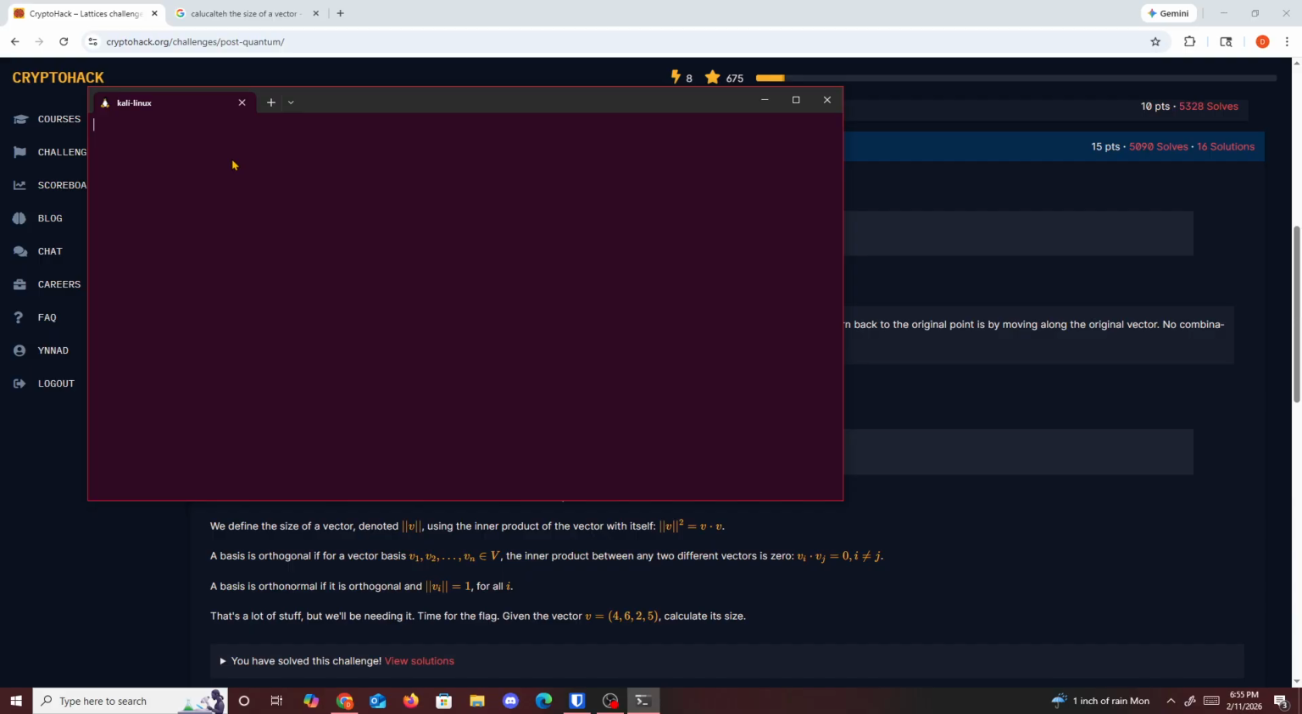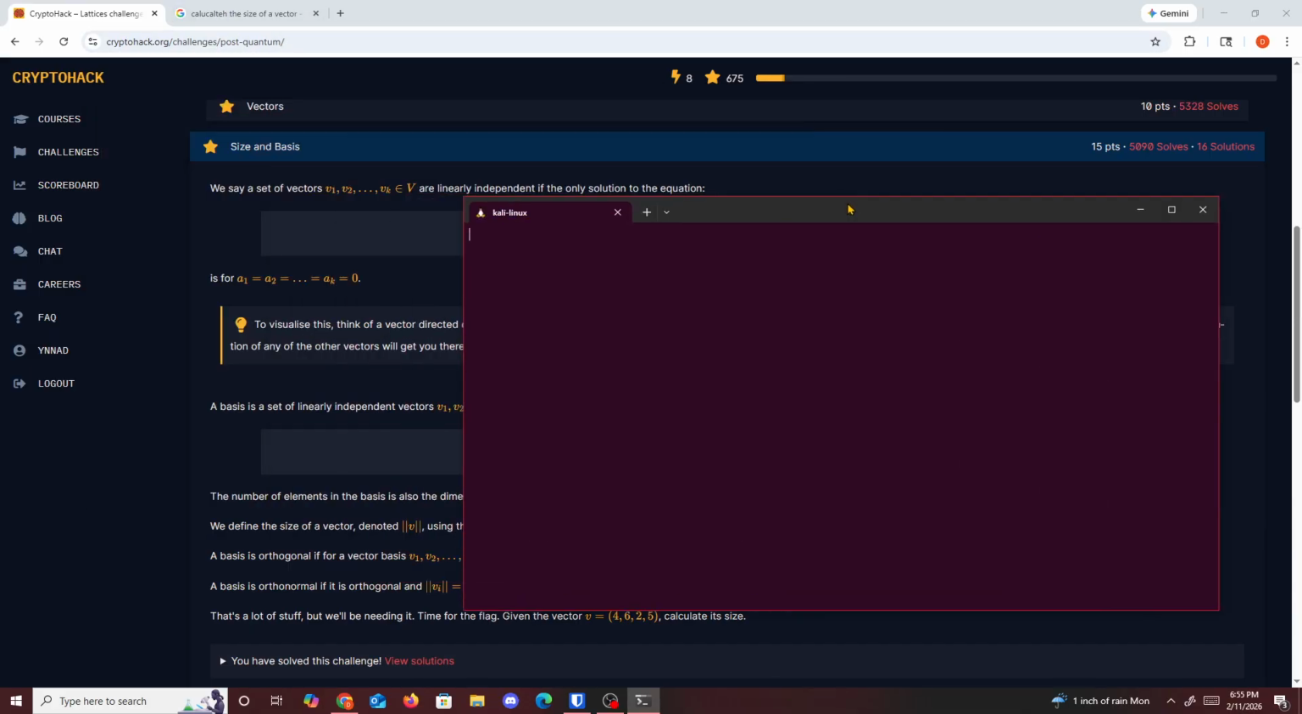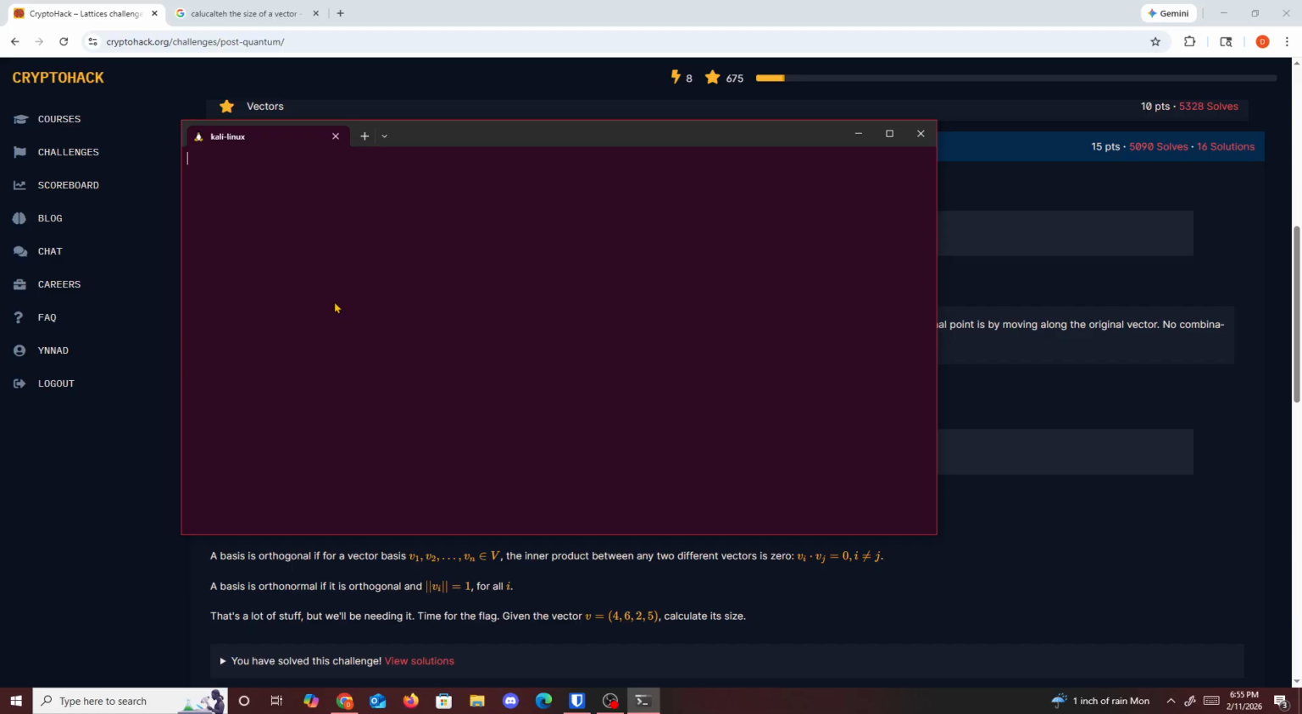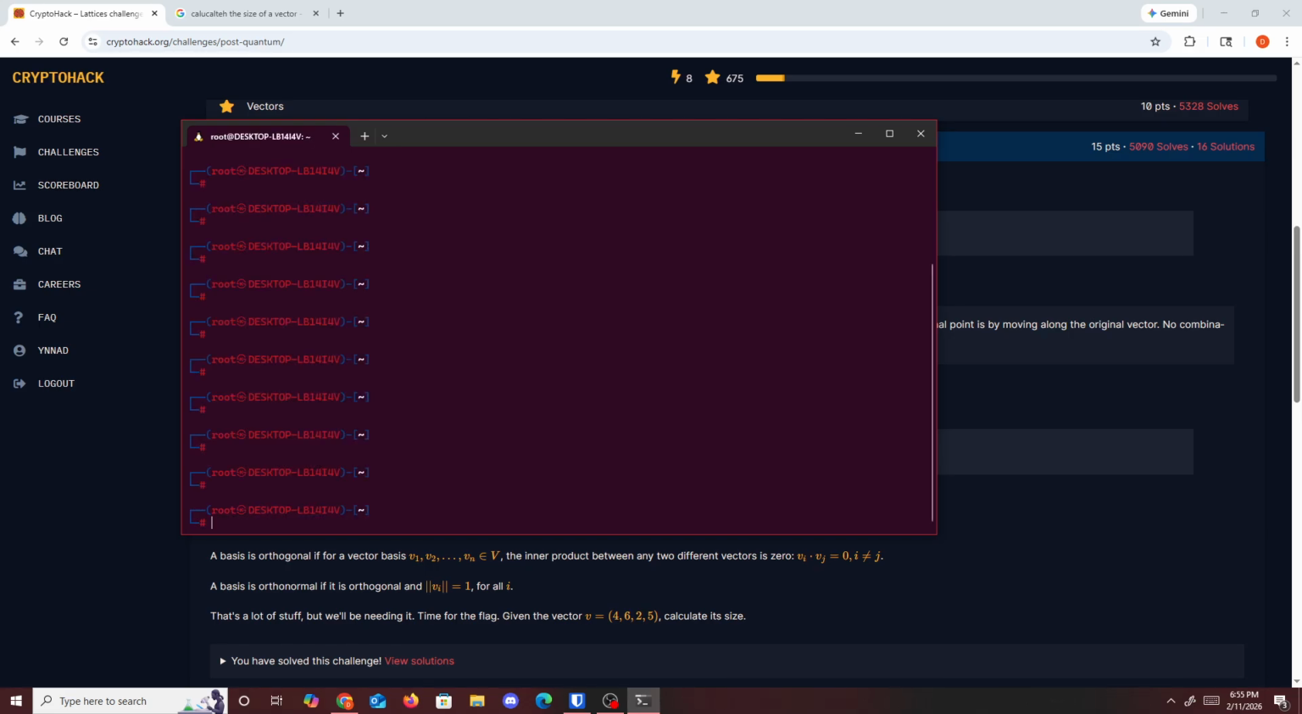So let's see. Right here, it gives us 4625. We'll wait for this to load up. So we'll do python3, and then we'll do pow. I think you can do 4 to the 2. We can just test this theory out.